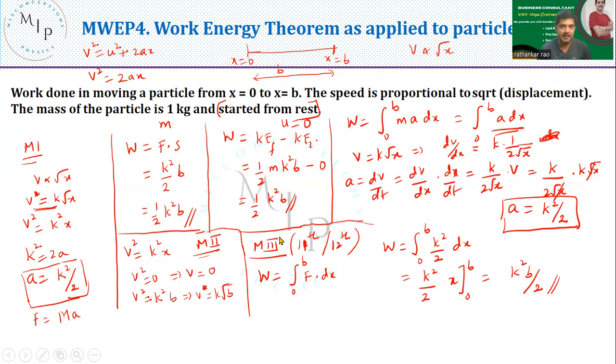That was the question. So towards it, I was able to show the solution by three different methods. One is by kinematics. The second one is the work energy theorem. And the last one is by the integration method. These are the three different methods which I was able to show across here.